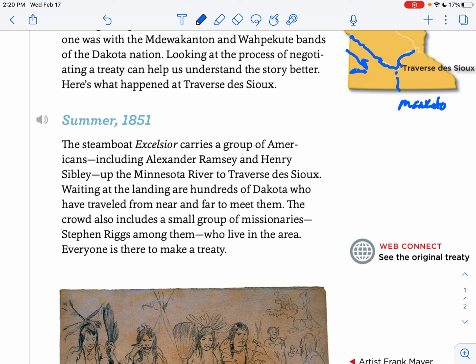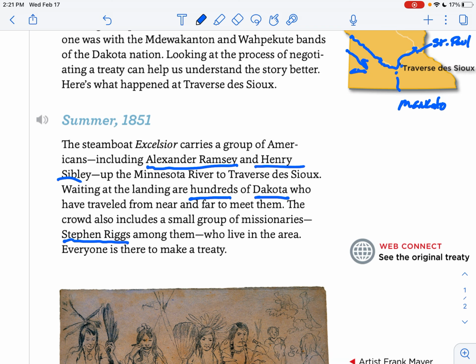I can draw an arrow. So, steamboat Excelsior carries a group of Americans, including Alexander Ramsey and Henry Sibley, up the Minnesota River to Traverse des Sioux. Now they were in St. Paul. St. Paul is right there. So when they say they went up the Minnesota River, that means they're going upstream. Waiting at the landing are hundreds of Dakota. So I want you to remember these two names, Alexander Ramsey and Henry Sibley. Hundreds of Dakota who have traveled from near and far to meet them. The crowd also includes a small group of missionaries, Stephen Riggs among them, who live in the area. Everyone is there to make a treaty.